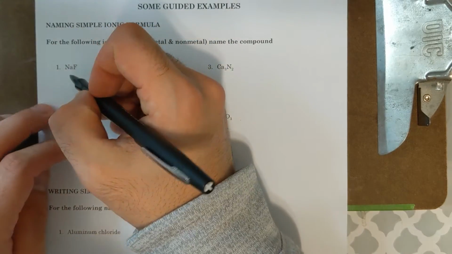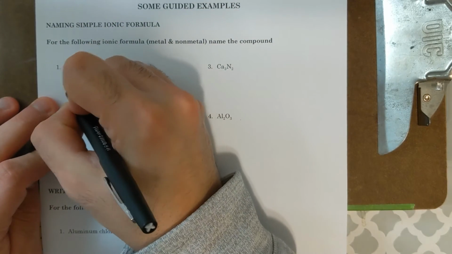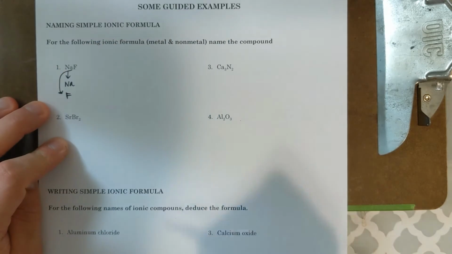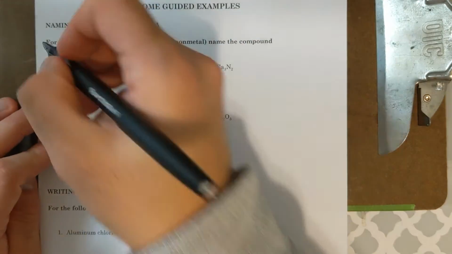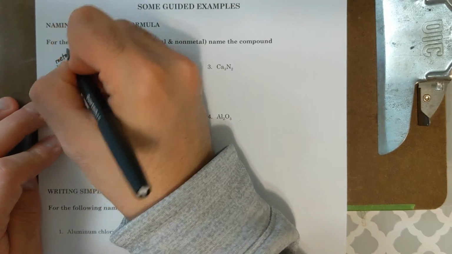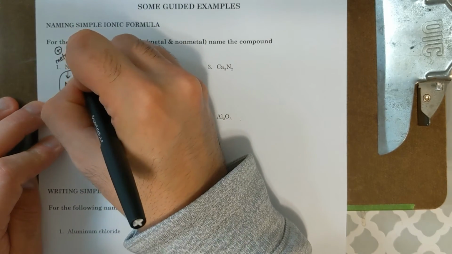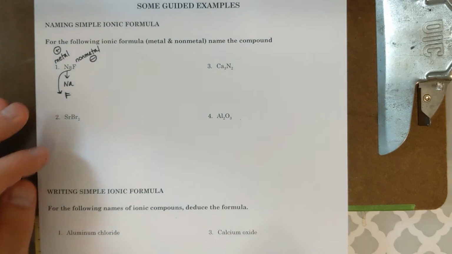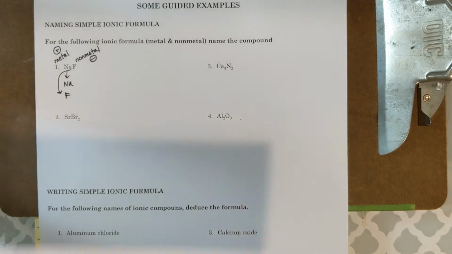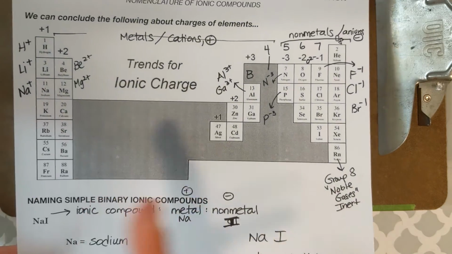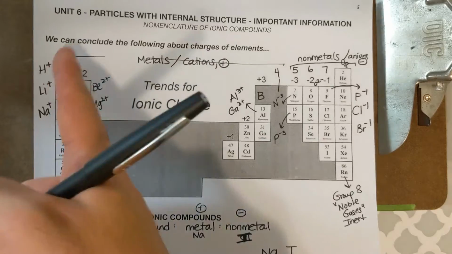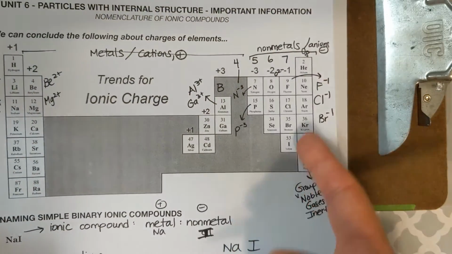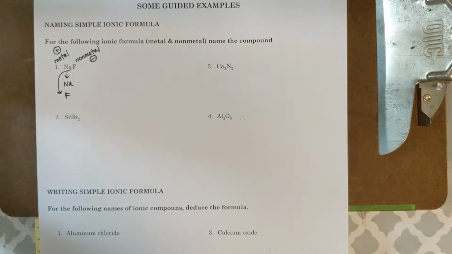All right, so for number 1, I have Na and F. Now Na is my metal, and it's my positive cation. F is my non-metal. It's going to be my negative anion. And if I didn't know that, I talked about in the beginning of this video which elements have specific charges. So Na, metal, positive charge, and then we have F minus, non-metal, negative charge.